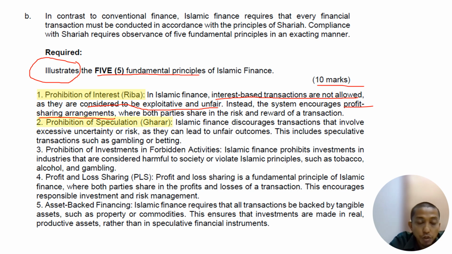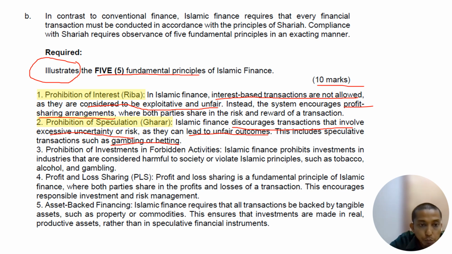All right. The next one is prohibition of speculation or gharar. Again, that is the point. Explain your point because the question asks you to illustrate. So Islamic finance discourages transactions that involve excessive uncertainty or risk. Why? Because it can lead to unfair outcomes. This includes speculative transactions such as gambling or betting. You see, explain a bit. Discourage transactions involving excessive uncertainty. Why? Because it leads to unfair outcomes.